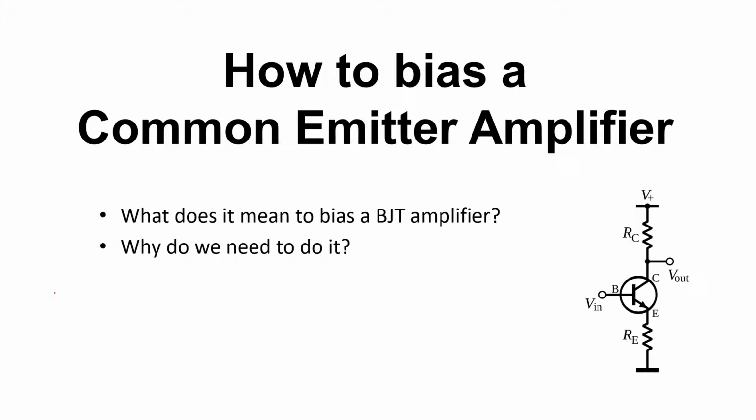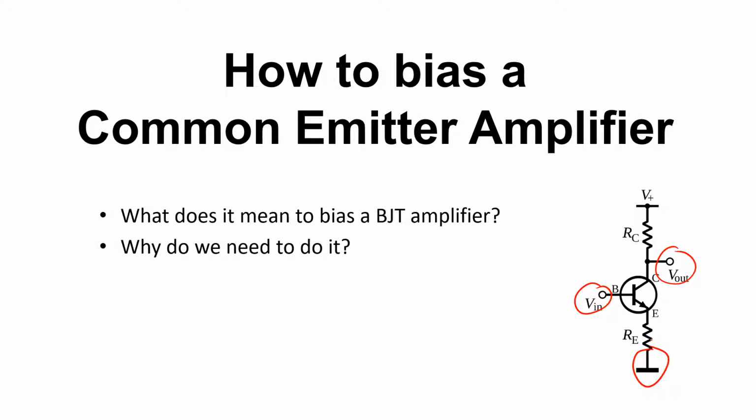All right, I want to give a quick overview on how to bias a common emitter amplifier. There are different types of amplifiers you can make with a BJT. When your input is on the base and your output is on the collector, the emitter then is common to both the input and output, and it's called a common emitter amplifier. There are common base amplifiers, common collector amplifiers, but in Lab 4, you'll be using a common emitter.